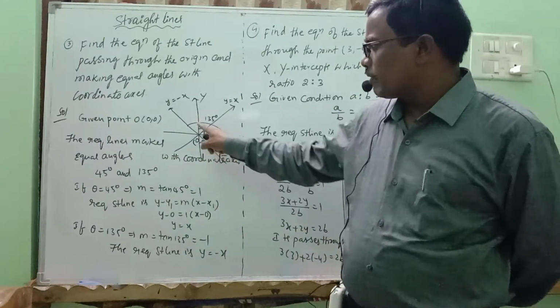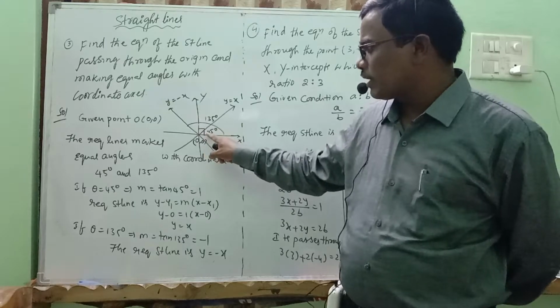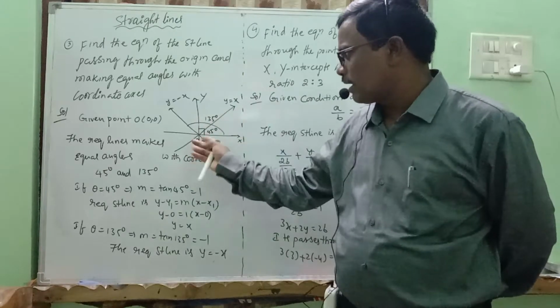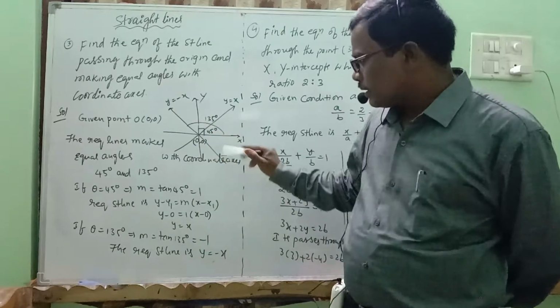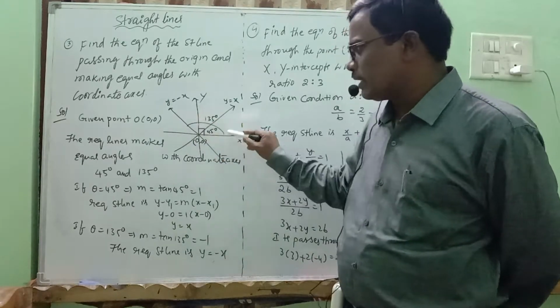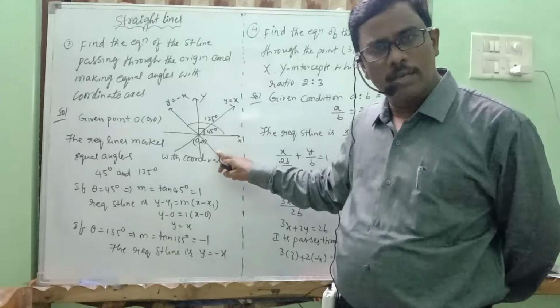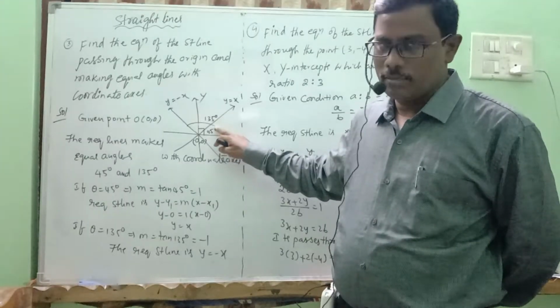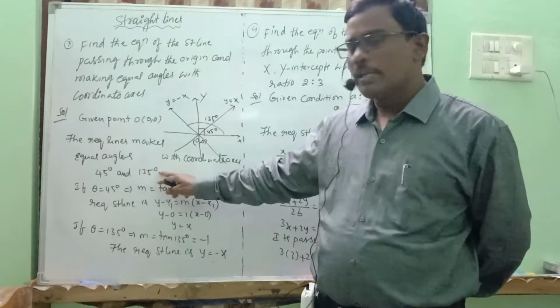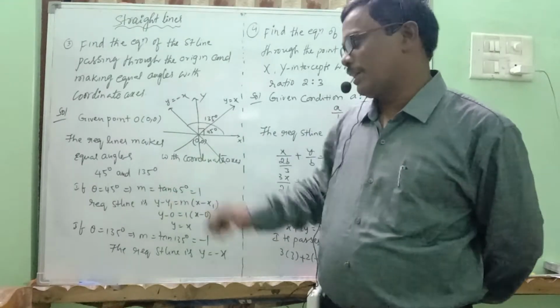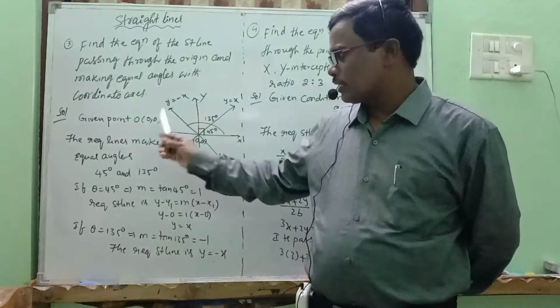The angle between the x-axis and y-axis lines is 45 degrees, equal angles. This is 45 degrees, this is 45 degrees. This line makes 135 degrees. One angle is acute, another angle is obtuse. So 45 and 135 are equal angles with the coordinate axes. The line is passing through the origin.